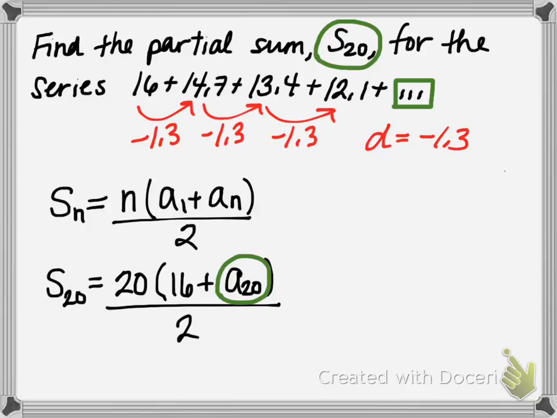So one way to find the 20th term would be to continue subtracting 1.3 each time, which is the same as adding negative 1.3, and do that 20 times. But that's not very efficient. It would be more efficient to go ahead and utilize some of our prior knowledge.